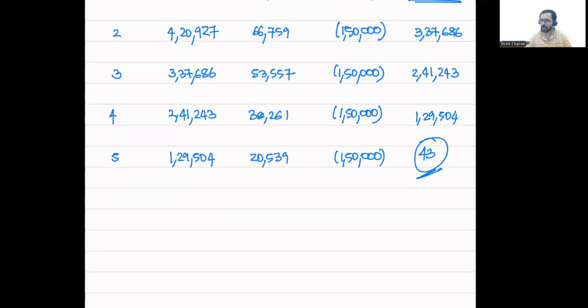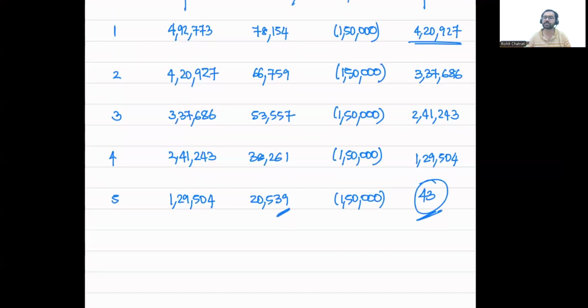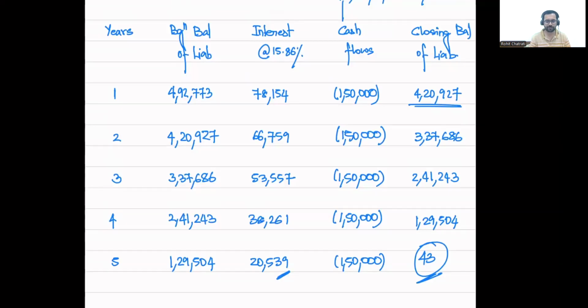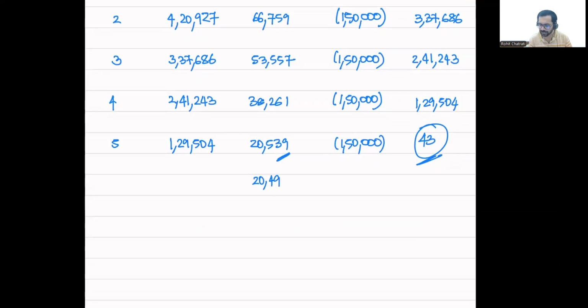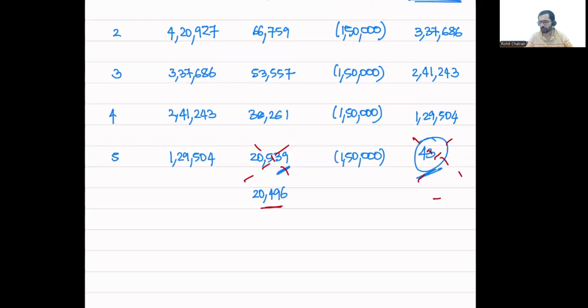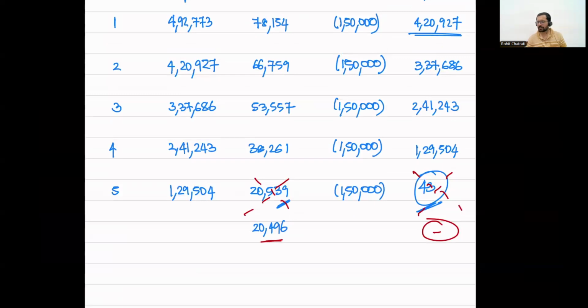But because this is outstanding, what I will do is I will round off the interest for the last year. Instead of recognizing 20,539, I will recognize 20,539 less 43. I'm actually recognizing an interest of only 20,496 in such a way that my closing balance becomes equal to zero. 129,504 plus 20,496 less 1,50,000 is going to be exactly equal to zero. So for the last year, I will recognize an interest of 20,496.